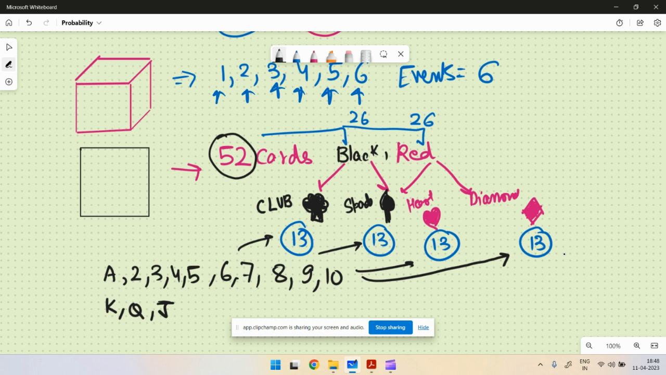So how many total events or outcomes are there? The number of events or outcomes will be 52. So there are 52 cards, and the probability of getting any one type of card, a particular card, is 1 by 52. So these are the basic things you need to understand.